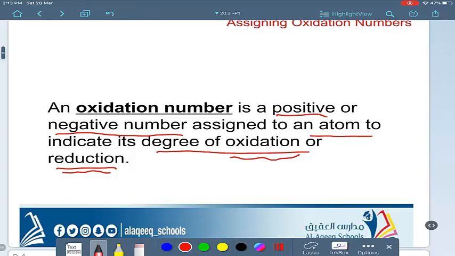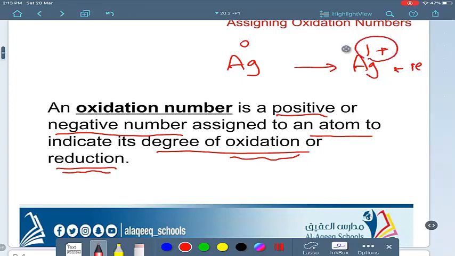For example, if you have an element like Ag in the form of element metal, it has no charge, so the oxidation number is 0. If it loses one electron, it changes into Ag positive 1 because it loses an electron, so the oxidation number is positive 1 in this case. This is the oxidation number.